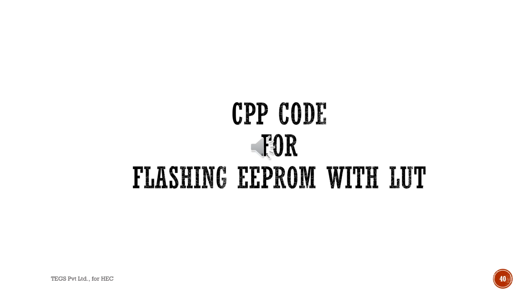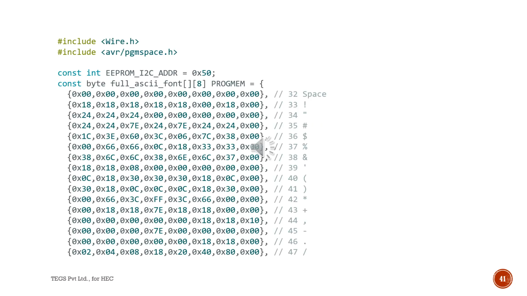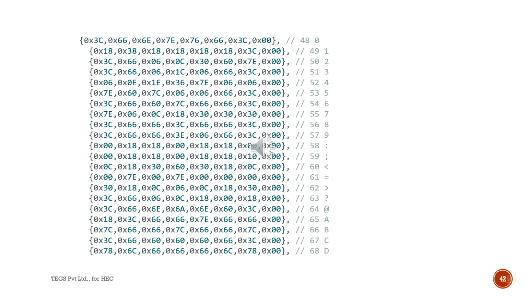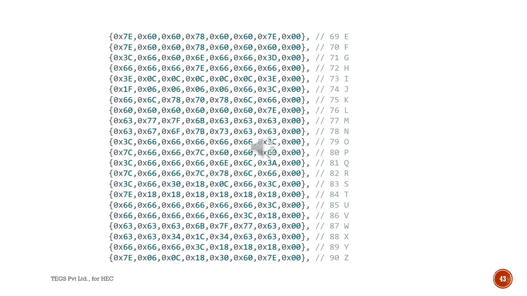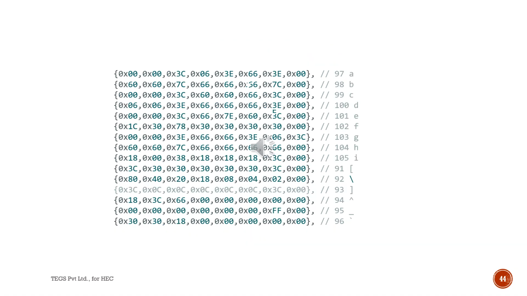The C++ code for flashing EEPROM with the lookup table. This is page 1 of the 8-row hex dump per character defined as an array variable. This is page 2 of the 8-row hex values for the character designed in array. This is the 8-row hex character set value that is defined as an array.